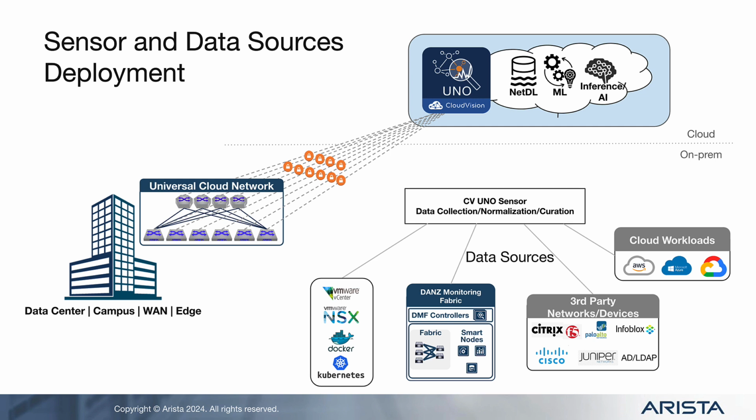The sensor then curates and normalizes this data before securely streaming it to CVAS over gRPC Network Management Interface, or GNMI. Once all the data is in the network data lake, CV-UNO applies machine learning and its inference engine to find the root cause of the issues faster. Let us look at how the sensor and the data sources are onboarded in CloudVision.